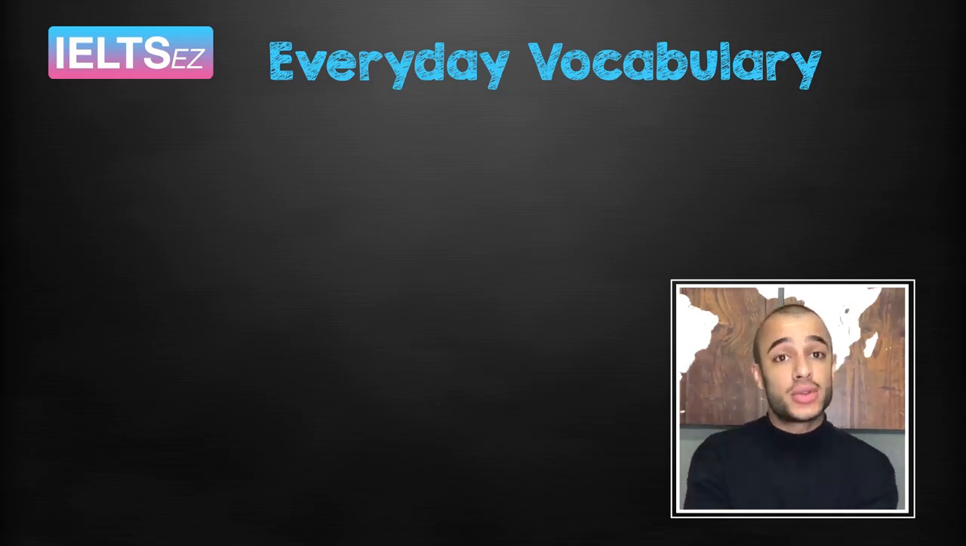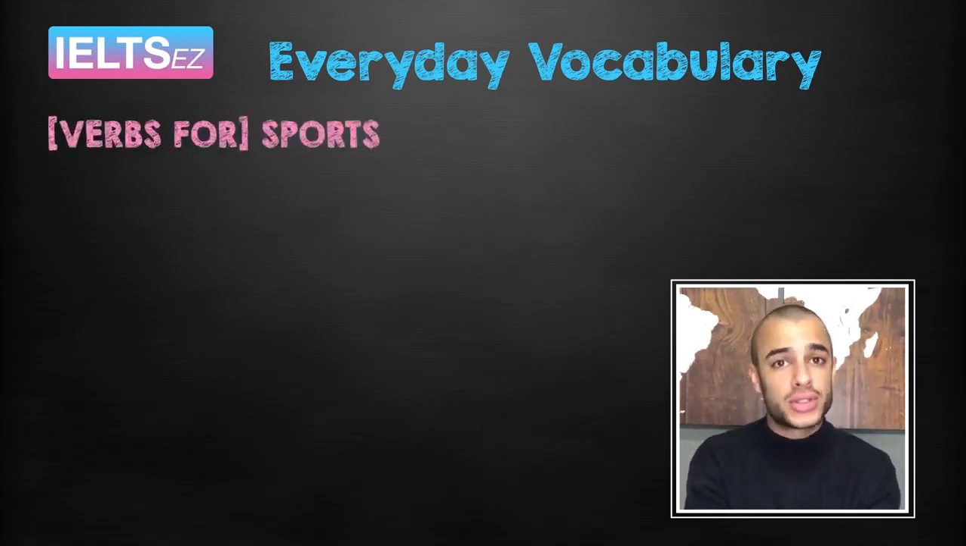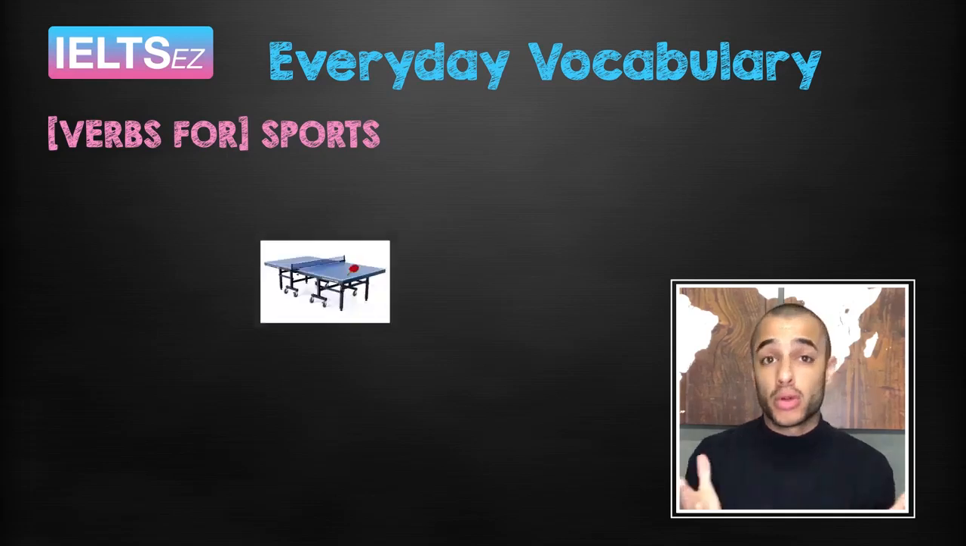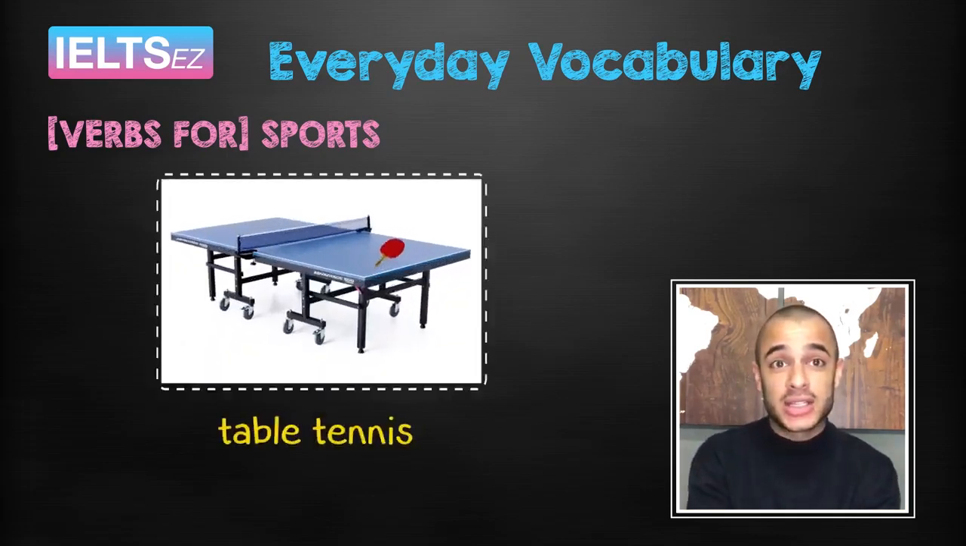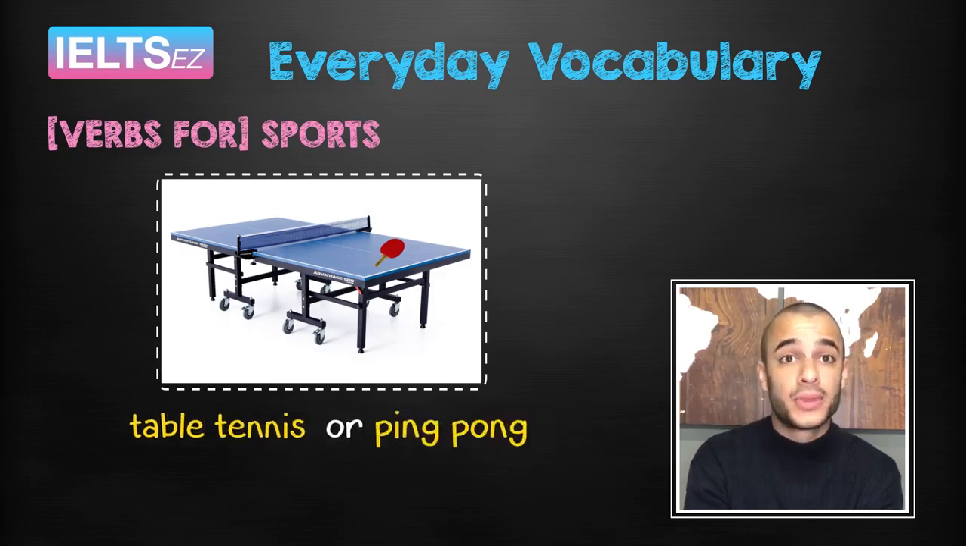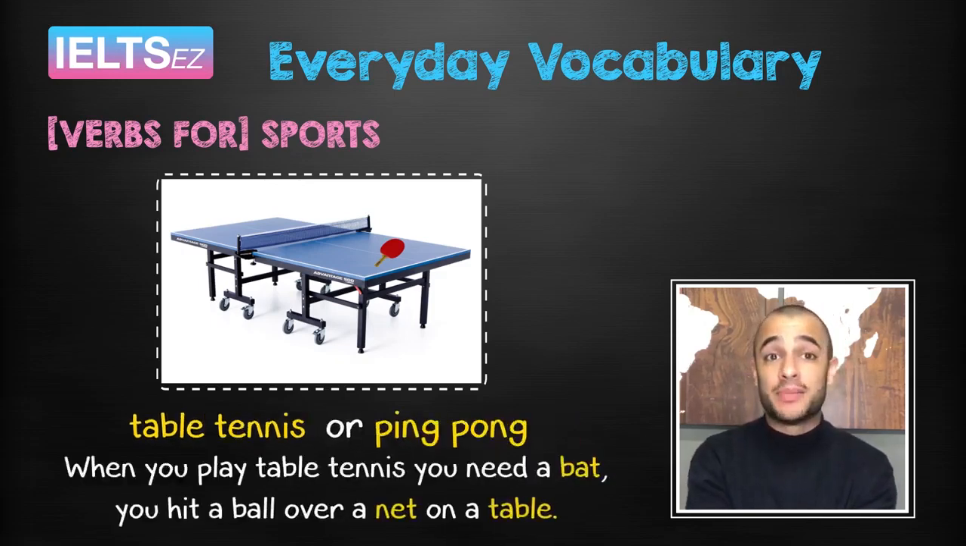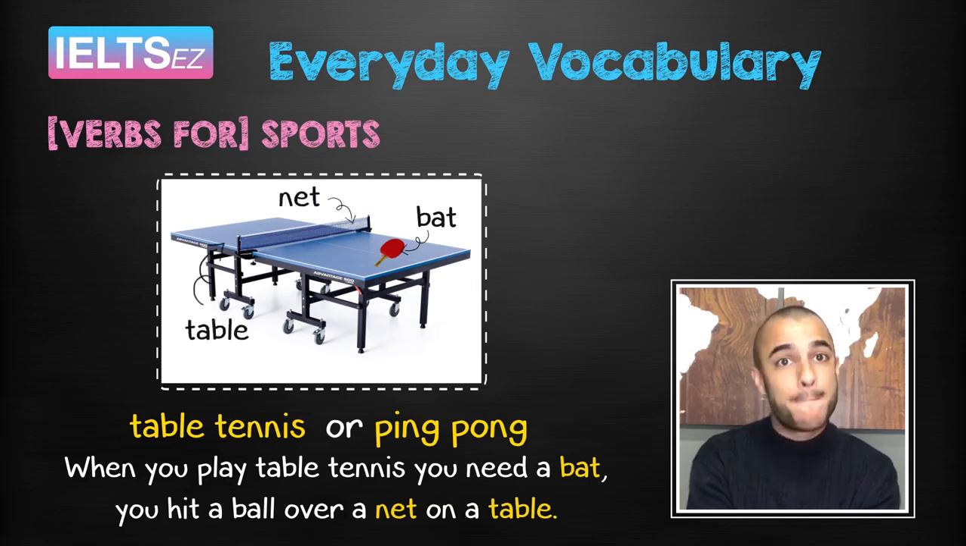I will give you some verbs associated with different types of sports. So, what sport is this? Yes, table tennis or ping pong. When you play table tennis, you need a bat. You hit a ball over a net on a table. Bat, net, table.